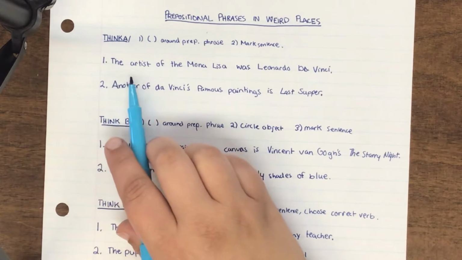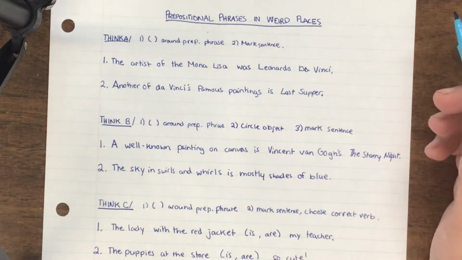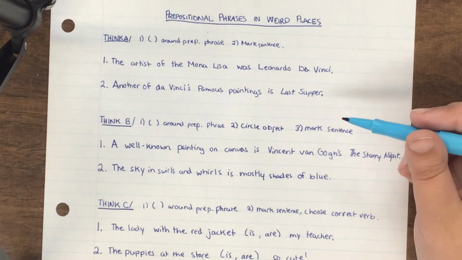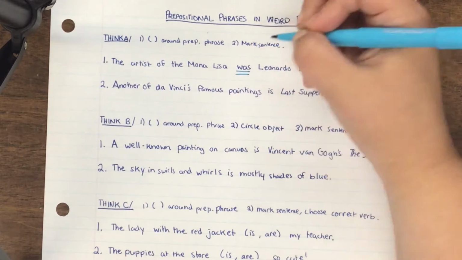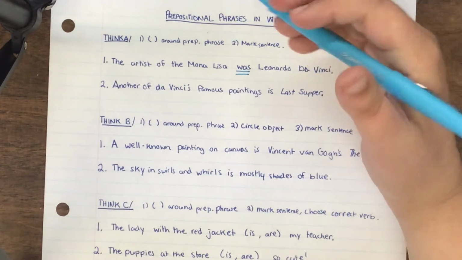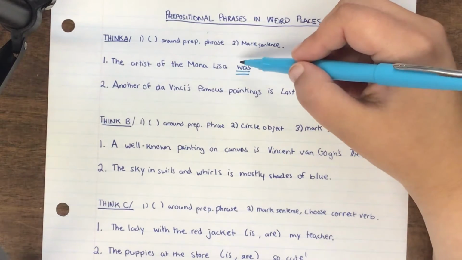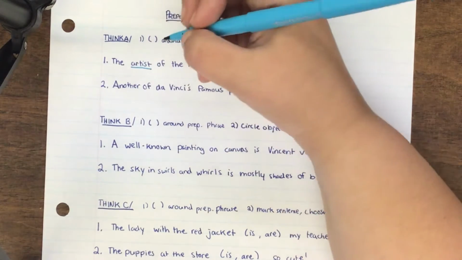Number 1, the artist of the Mona Lisa was Leonardo da Vinci. First of all, I'm going to start by finding my verb. I always like to start by marking my sentence. So the verb in this sentence is was, one of those being verbs. We've got to be a little careful now. Now, who was? The Mona Lisa was? No, but the artist was. So the artist is my subject.